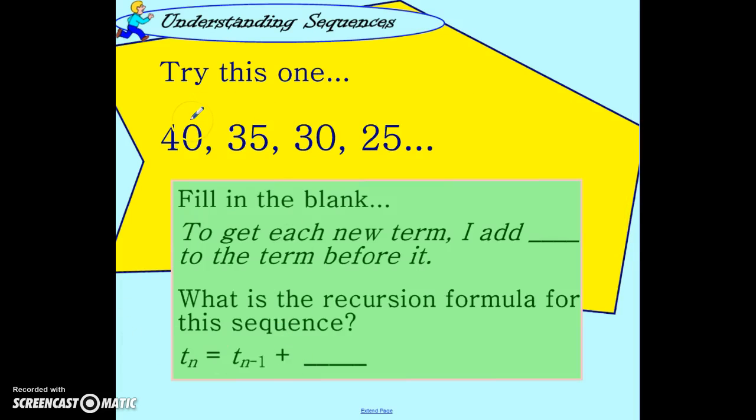On this one, I have my first term is 40. This is T1. And my difference, I'm adding a negative 5. So my recursion formula would be negative 5. Notice that if I add a negative number, my sequence actually decreases.